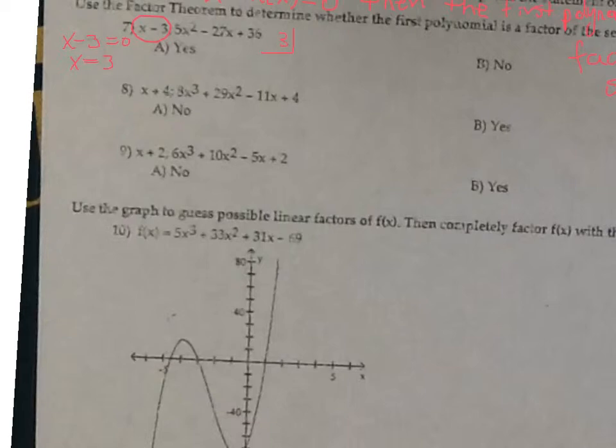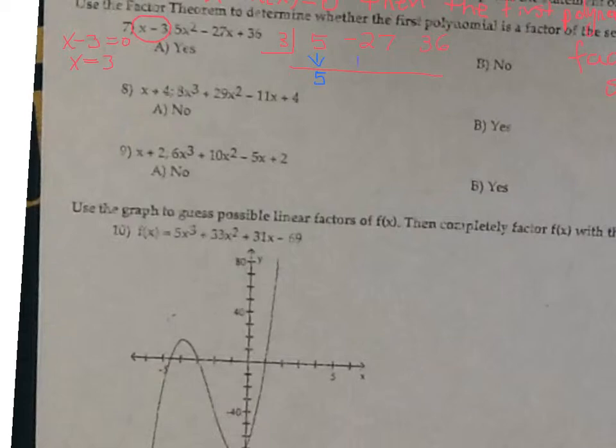I divided by 3. And then I check to see if the terms go from highest to lowest, and they do, right? It's 3, 2, 1, 0. So it is in descending order. So now let's go ahead and put the coefficients, which is 5, negative 27, 36. Put a line. Then bring the first number, 5, down.